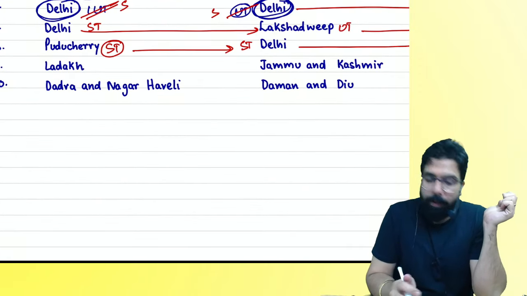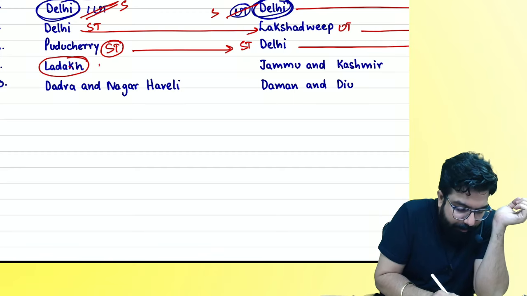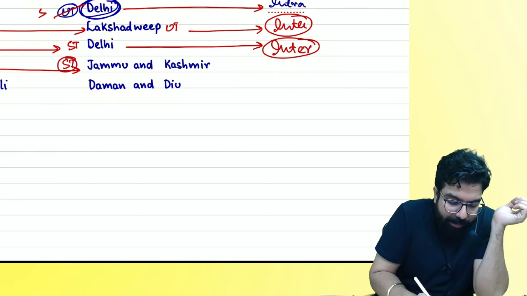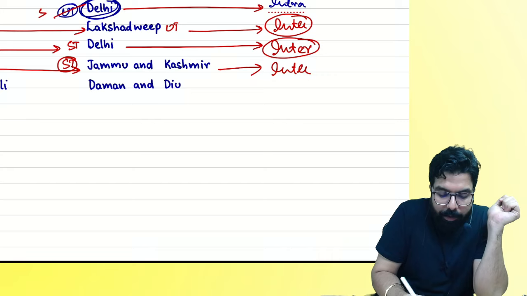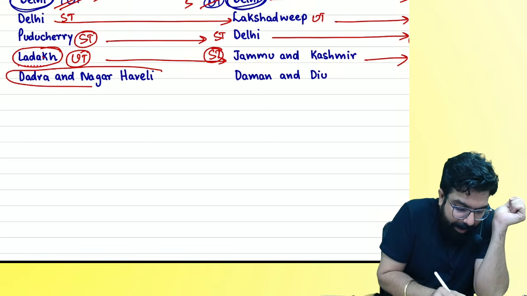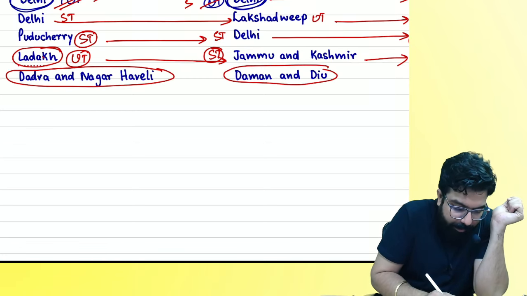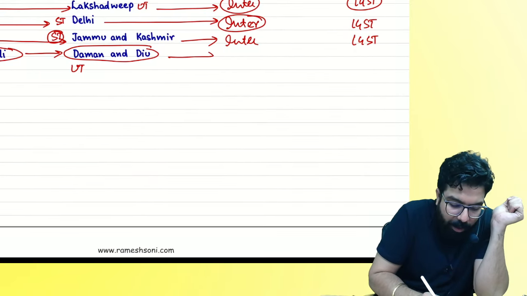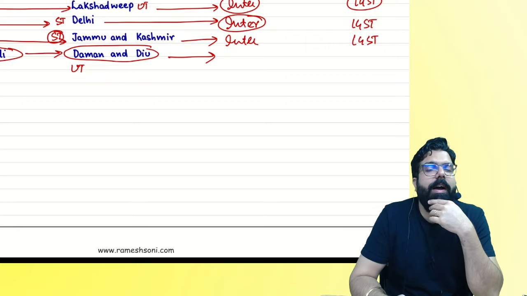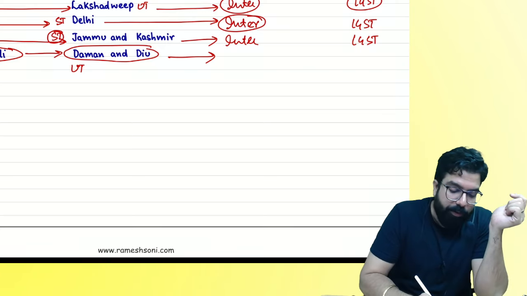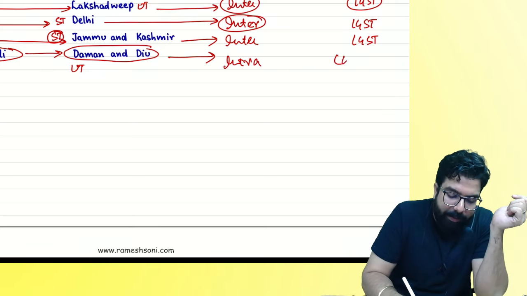Clear? Okay, Ladakh is a state or UT? Jammu and Kashmir is a state or UT? What will you always charge? Intra or inter? What will you charge? IGST. Okay. Dadra and Nagar Haveli and Daman and Diu. This is what? State? UT. This is what? UT. From here to here, transaction is happening. Inter or intra? Why intra? Because they are the same. So it will always be intra and CGST and UTGST.